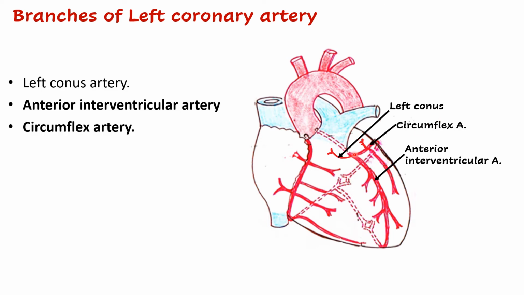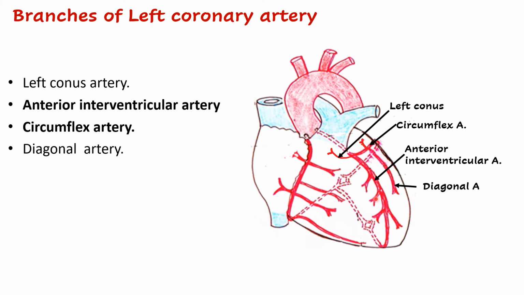The other important branch is the circumflex branch, which is also considered to be a continuation of the left coronary artery. This is going to wind around the left border, and you can see now it is running in the left posterior part of the coronary sulcus. So this is the circumflex artery.